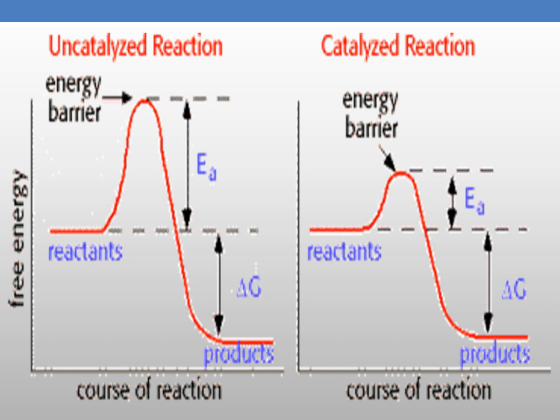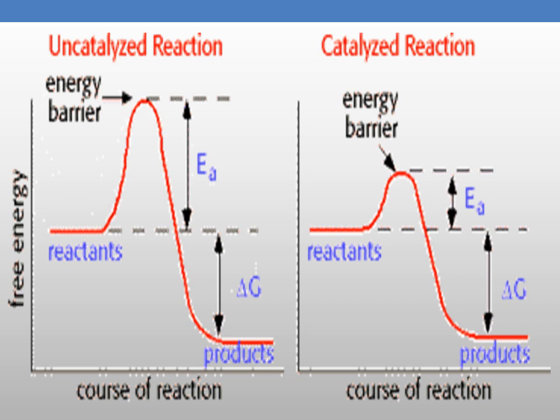This graph you have already seen while discussing catalysis. This graph once again shows the difference between uncatalyzed reaction and catalyzed reaction. The graph is drawn between the course of the reaction and free energy. Course of reaction, how the reaction proceeds, is taken on the x-axis and free energy is taken on the y-axis. The reactant energy is mentioned in the graph. The reactants directly will not give the products.